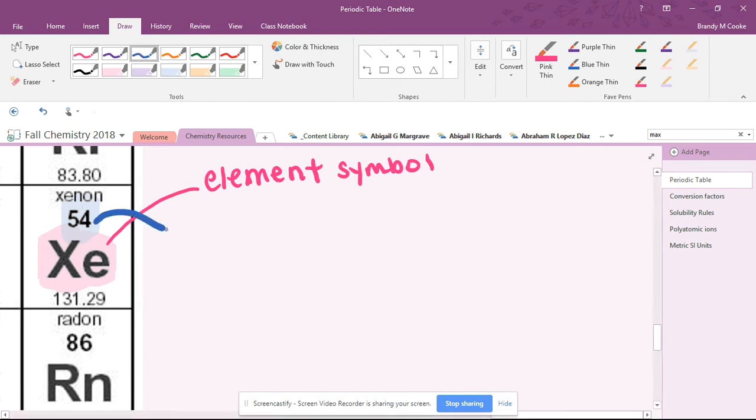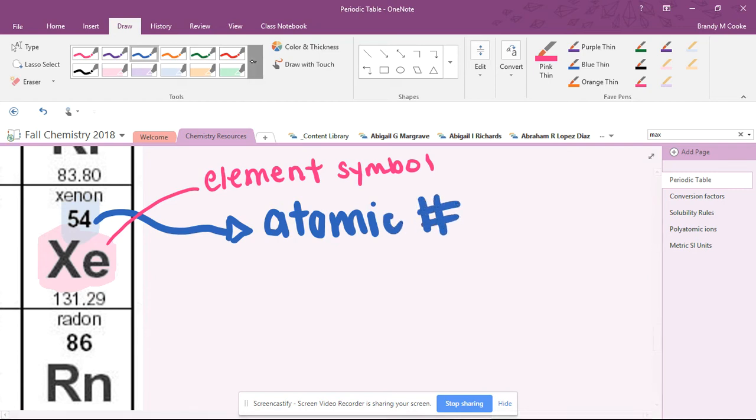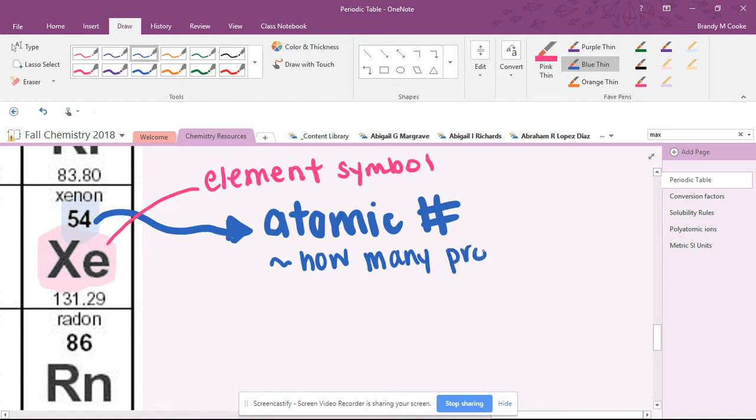And this number, I'm sure you've heard of it before, is called the atomic number. And this number is very, very important because it is the identifier. It tells you how many protons are in the nucleus of the atom, of a single atom. How many protons? And like I said a second ago, it's the identifier.